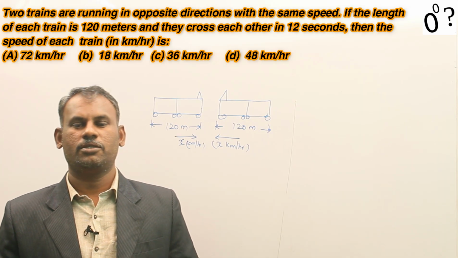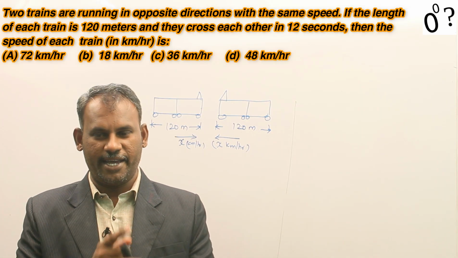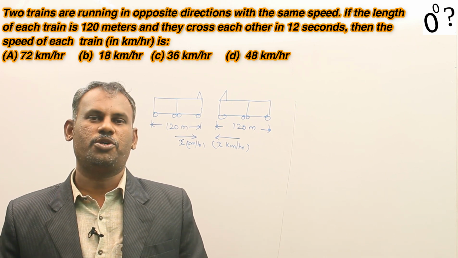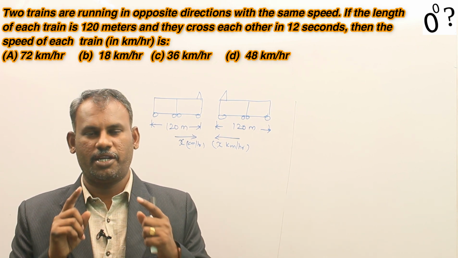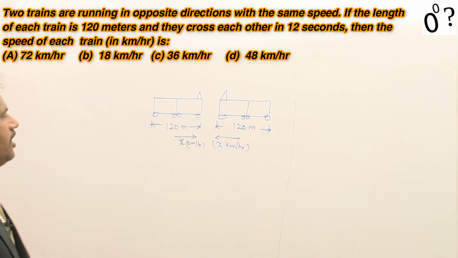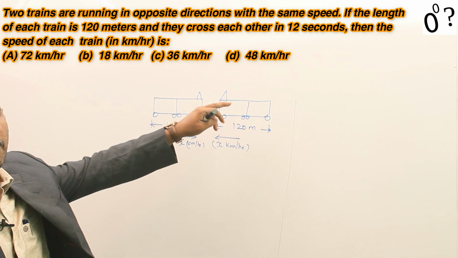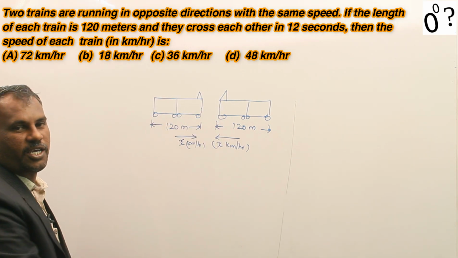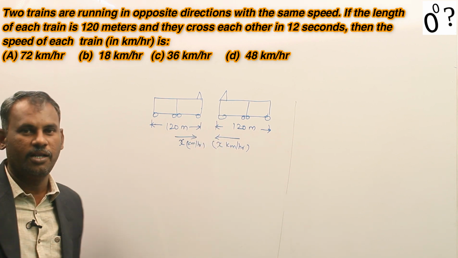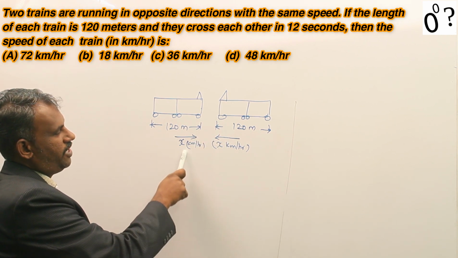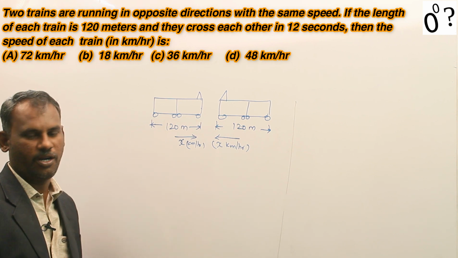So the next question is: two trains are running in opposite direction with the same speed. If the length of each train is 120 meters, they cross each other in 12 seconds. Then what is the speed of the train? This is the question. So just assume this is train 1 and this is train 2. Both are moving in the opposite direction. Both have the same length, 120 meter, and both are moving at the same speed. We just assume x km per hour and x km per hour.